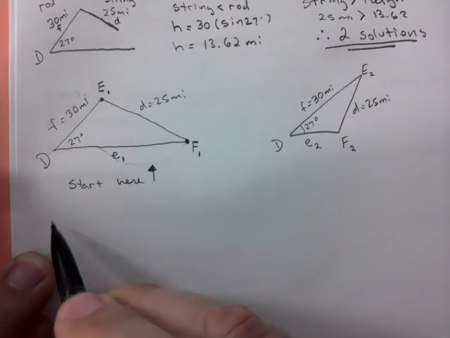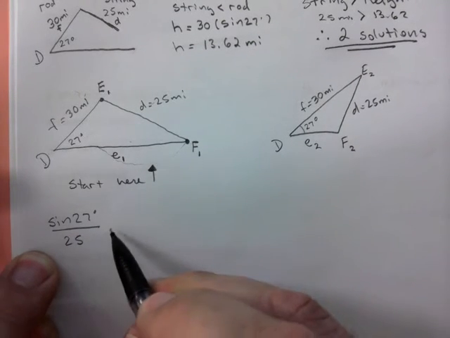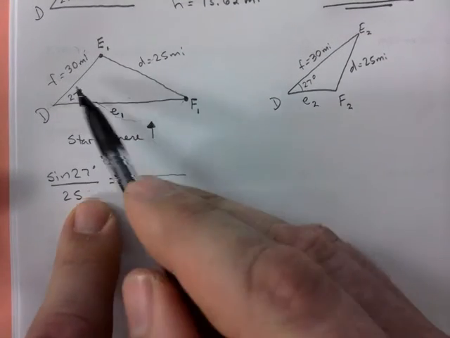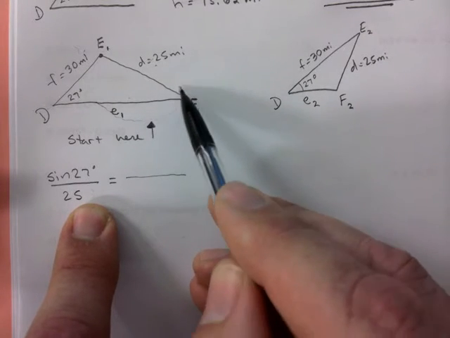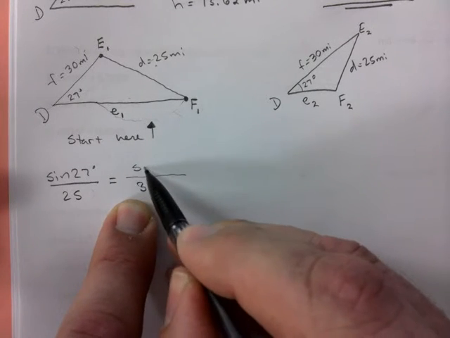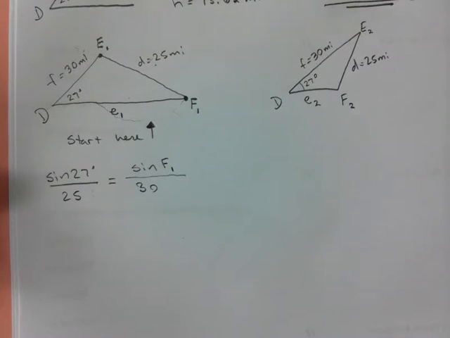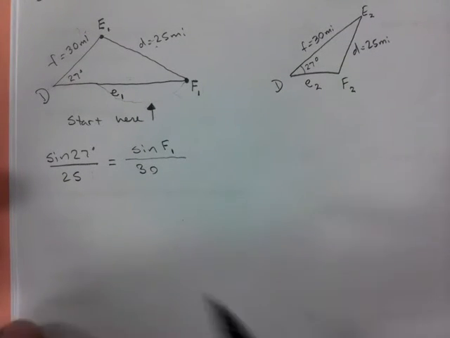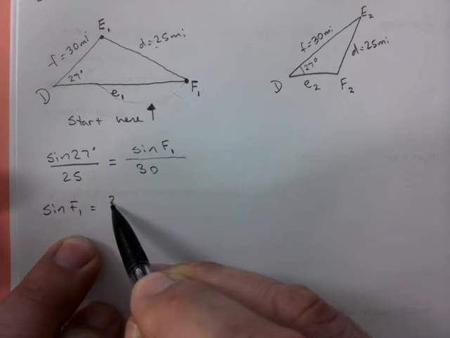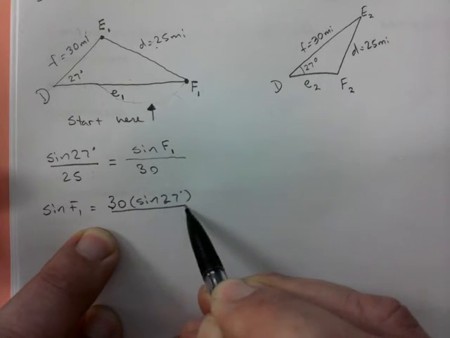So we have a pair. Obviously, this is sine law because it's an SSA, right? And so this is my pair. And the only thing that I can solve for is this angle here because I do have this side across from it. So I'm just going to go 30 sine. You have to make sure you keep the subscript consistent, or else you'll make a mistake. So sine of f1, make sure you write this down, okay, is 30 times sine of 27 divided by 25.